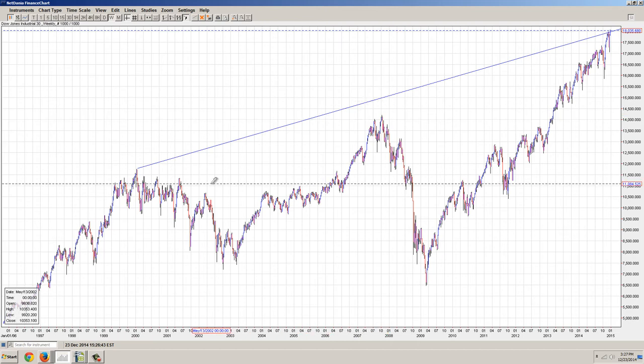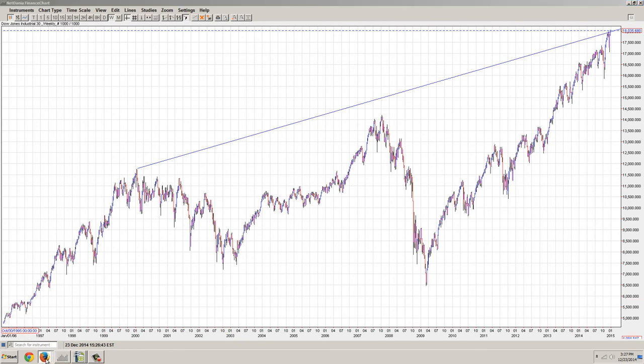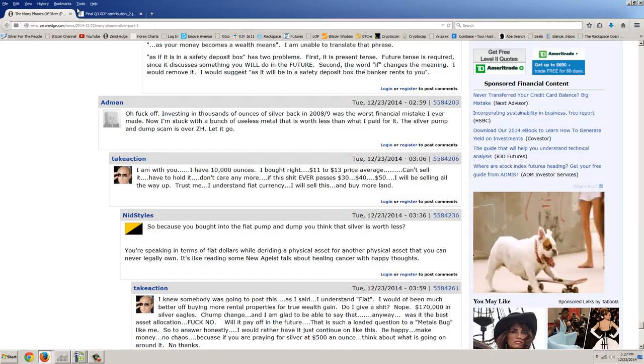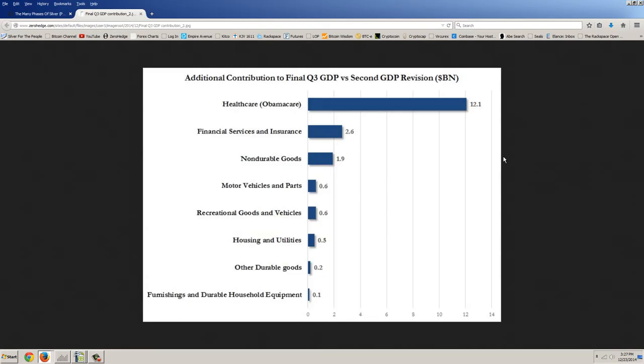So let's get over to the main story. Before we do that, I wanted to show you behind the headlines here. We had a headline number come in that was the GDP. Now, this is a chart from Zero Hedge about this revised GDP. We all know that it came in at 5%. They did a little bit of digging into the numbers, and you can see here that $12.1 billion in the revision turns out to be Obamacare. And then you can see behind that financial services and non-durable goods. None of this is real economy stuff.